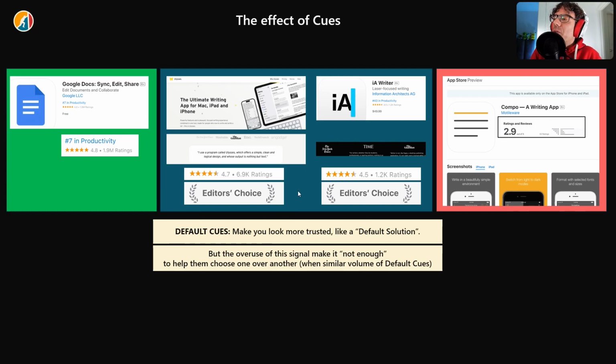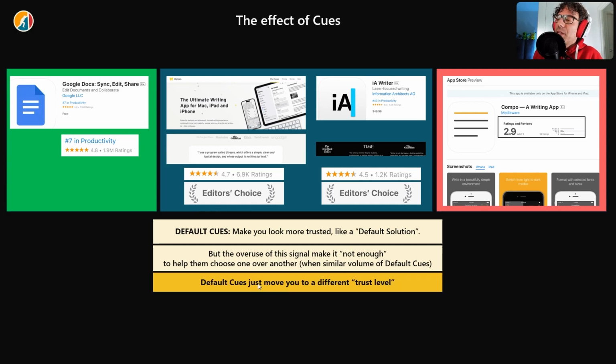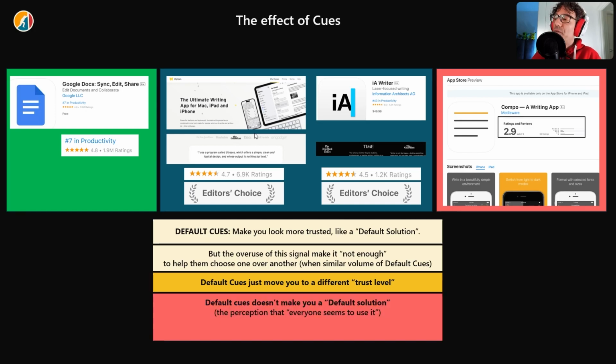And now, when you look at these logos, maybe in the past, the first time that you saw that, it's like, oh, wow, this company is using them, that's great. Now you're seeing logos everywhere. And you don't know why that logo is there, what is the relation, you know nothing. So it's like, I don't know if I can trust that. So default cues just help you change league, put you in a different trust level. But careful, they don't make you a default solution.